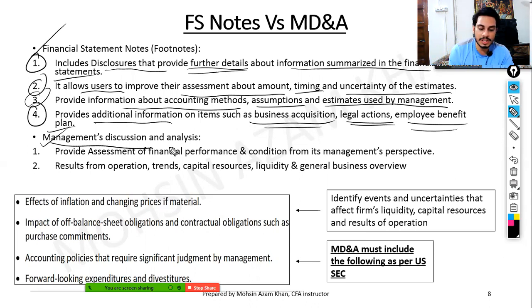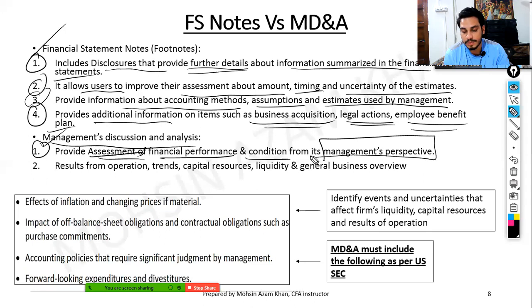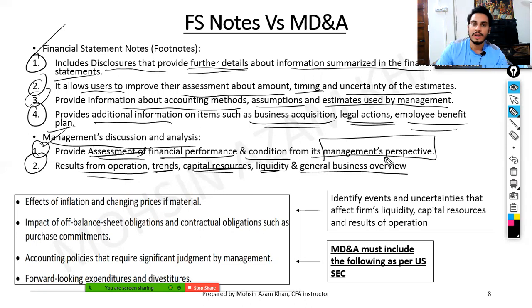Whereas the management discussion and analysis provides an assessment of financial performance and condition from the management perspective. So if you want to know things from the management perspective, you will look into the management discussion and analysis. Number two, results from operations, trends, capital resources, liquidity, and general business overview. You will find that in the management discussion and analysis.